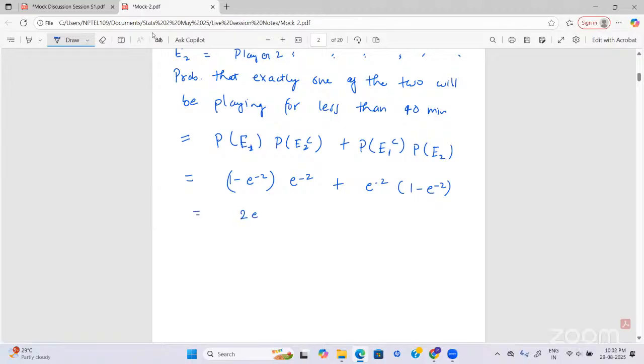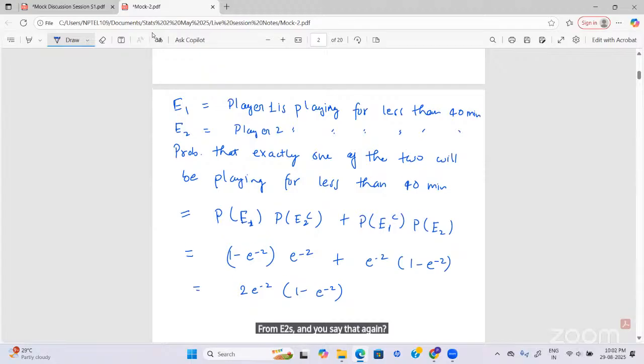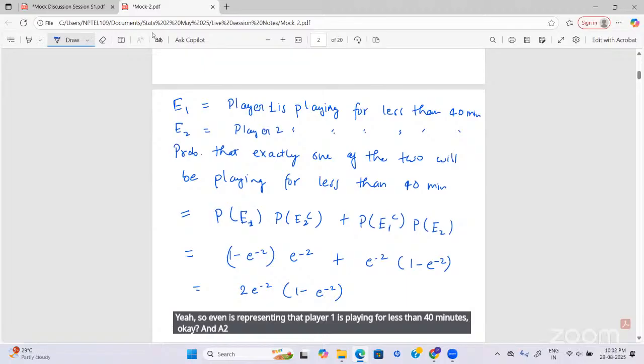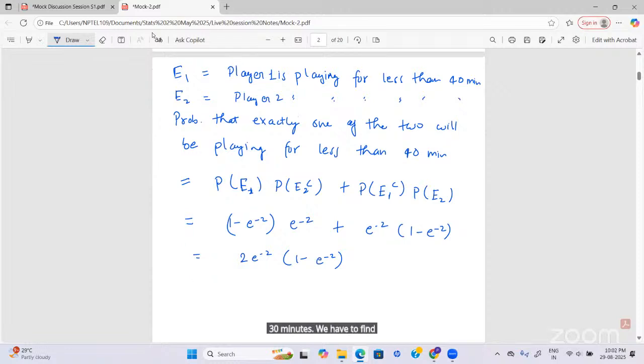Can you say it again, from E2? Yeah. E1 is representing that player 1 is playing for less than 40 minutes, and E2 is representing that player 2 is playing for less than 40 minutes. We have to find the probability that exactly one of the two will be playing for less than 40 minutes. So player 1 is playing for less than 40, which means here we have X less than 40, and here X is greater than or equal to 40. Here we have X greater than or equal to 40, and X less than 40.